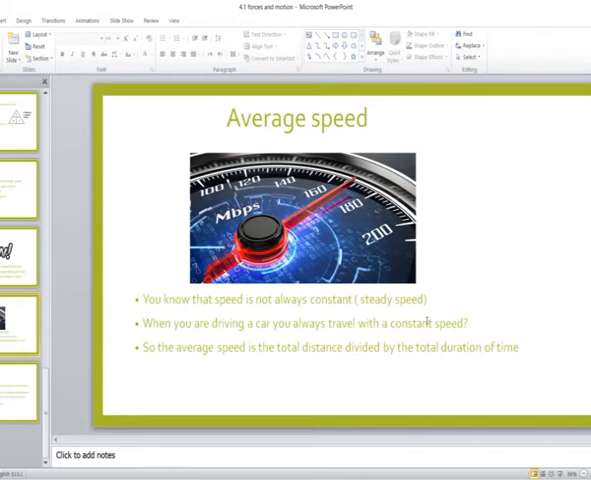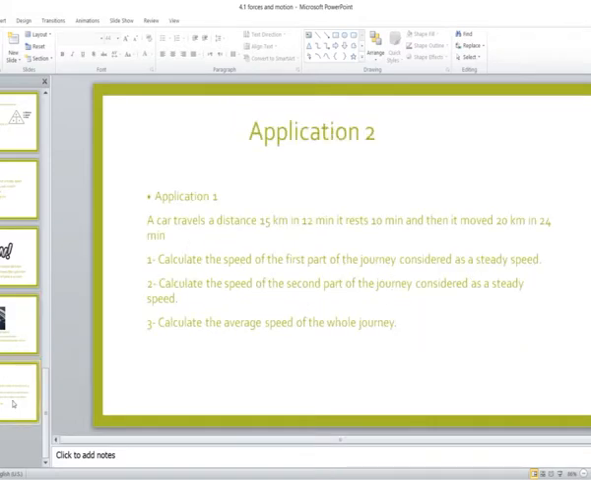You know that speed is not always constant. Steady speed means that the speed is constant. When you are driving a car, you don't always travel with a constant speed. So the average speed is the total distance divided by the total duration of time. If you want to calculate the average speed, you must use total distance divided by the total duration of time. So let's go and solve the application 2.